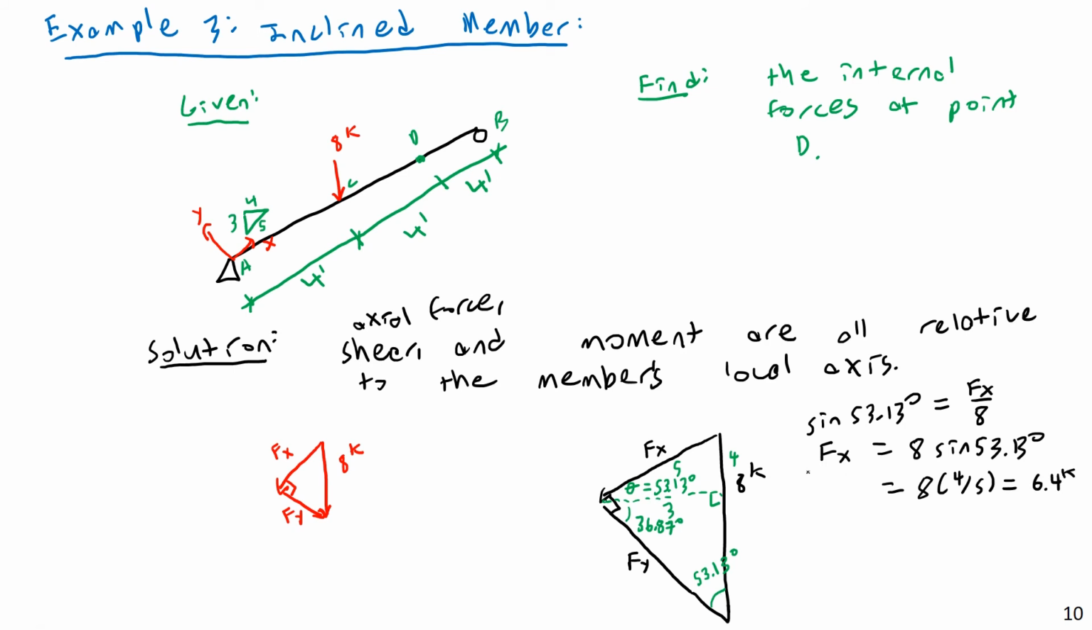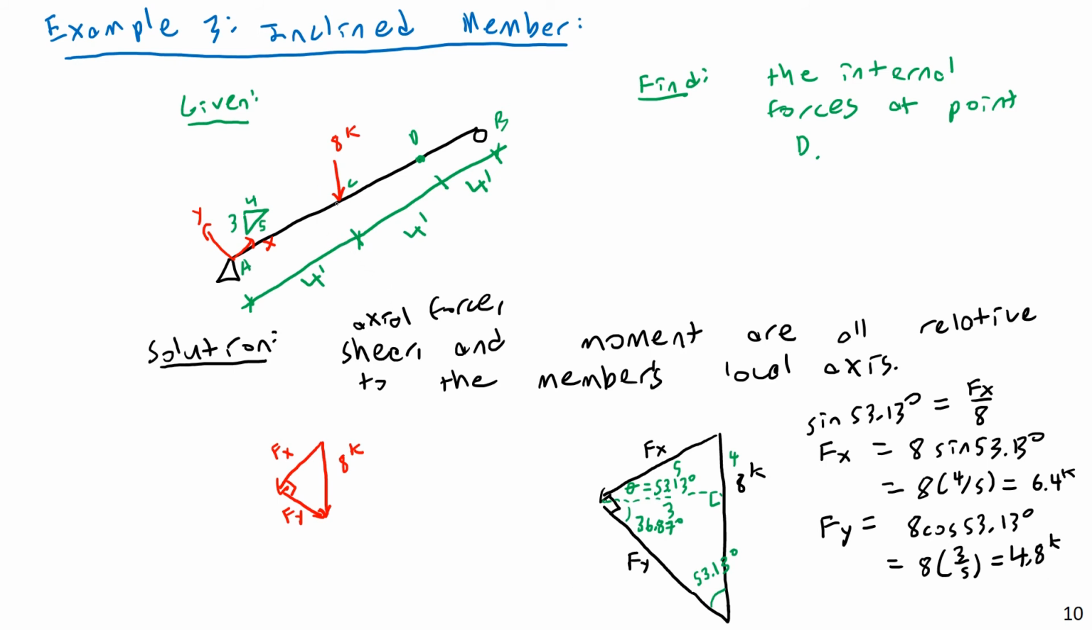6.4 kips. And then let's say the Fy is going to be equal to 8 times the cosine of 53.13 degrees, which is 8 times 3 over 5. Again, the cosine of 53.13 is just 3 over 5. So that would be 24 divided by 5, which comes to 4.8 kips.